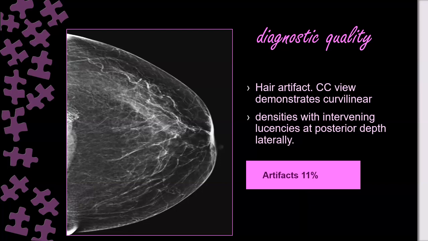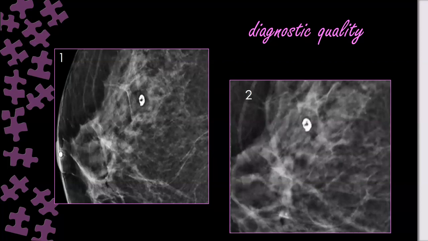Okay, so artifact represents 11% of image failure. What about this image? What is the difference between 1 and 2? No difference? Magnification, 2 is magnified. No, the same zoom view. They are the same, but regarding the diagnostic image quality. Is 2 underexposed, or do you mean the lower diagnostic quality in image 2? Excellent. Yes, the optimum is image 1 and suboptimal is image 2.